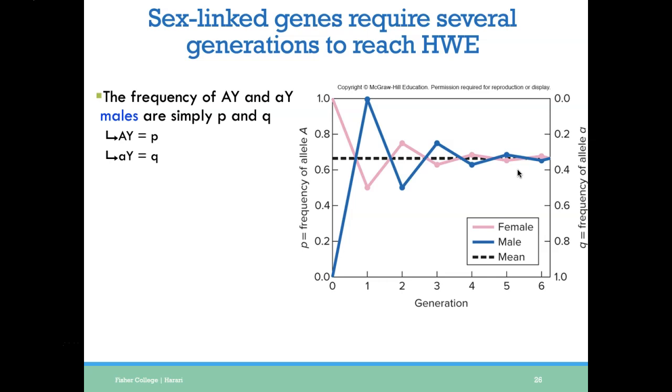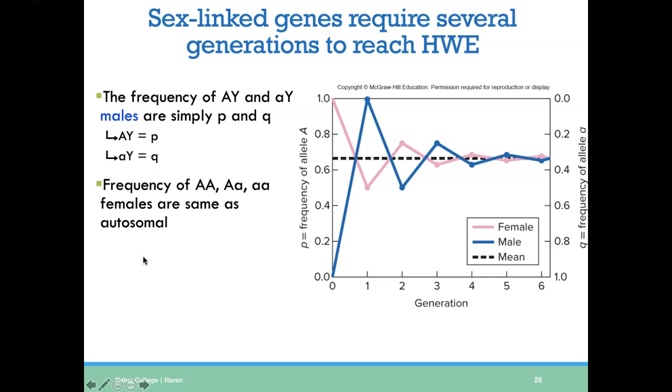So this is a summary slide. The frequencies of big A, Y and little a, Y males are simply the values of P and Q, because again, males only have one X. It could either be P or Q. If it's dominant, it's the P. If it's recessive, it's the Q. So the genotype frequency of big A, Y males is the same as the allele frequency for big A, which is P. And the genotype frequency for little a, Y is the same as the allele frequency for little a, which is Q.